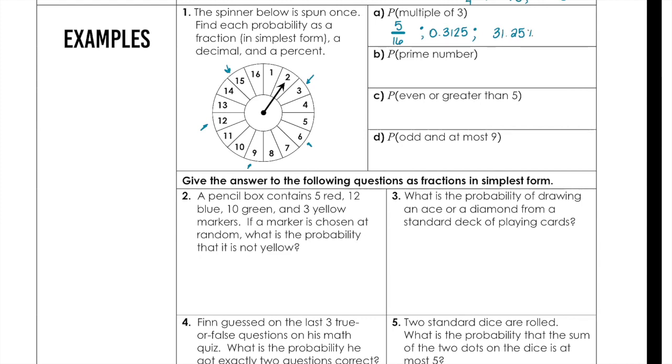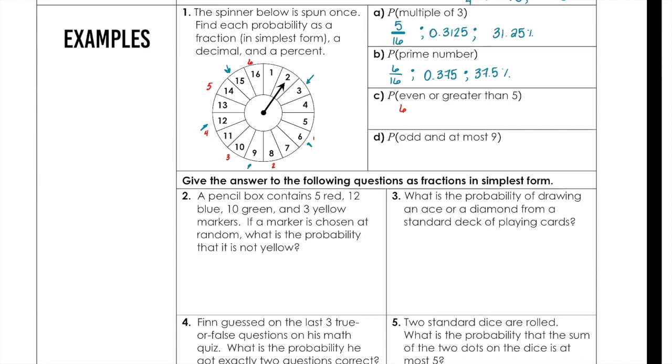It's that simple. How about a prime number? Prime numbers are numbers that can only be divisible by 1 and itself. On our board, there are 6 of them. Take my word for it. 6 of them, if I were expressing that in decimal form, it'd be 0.375. And then in percentage form, 37.5%.